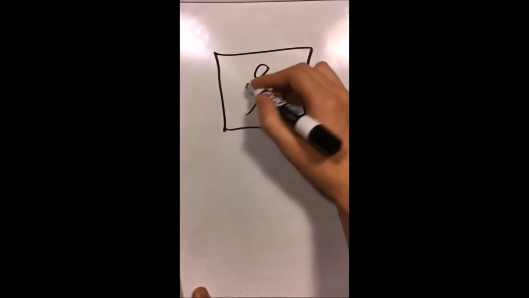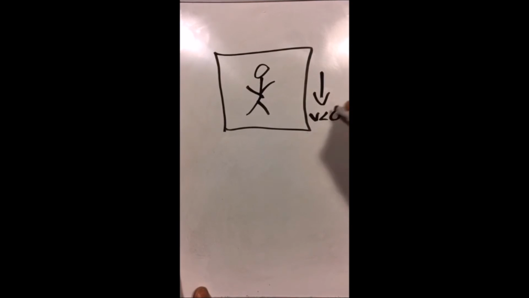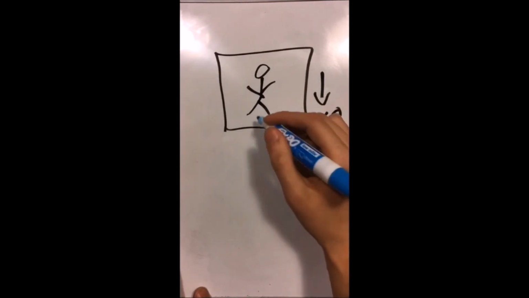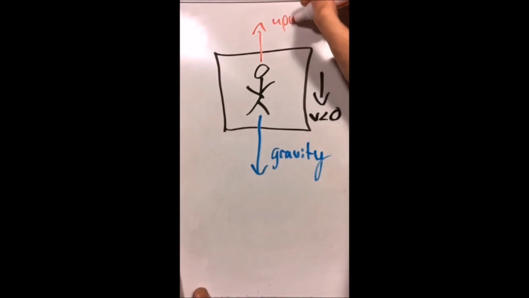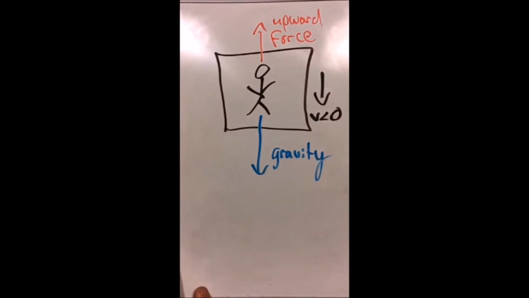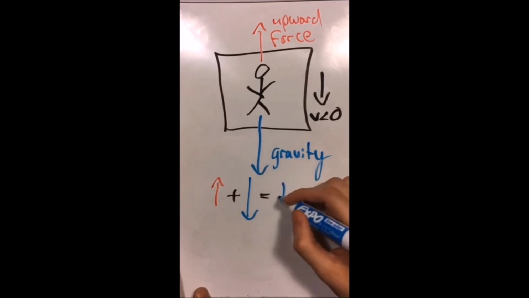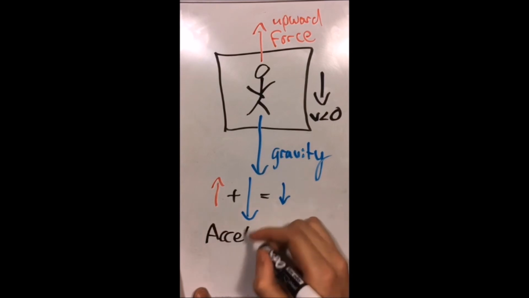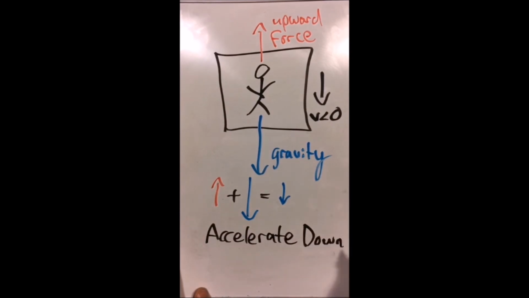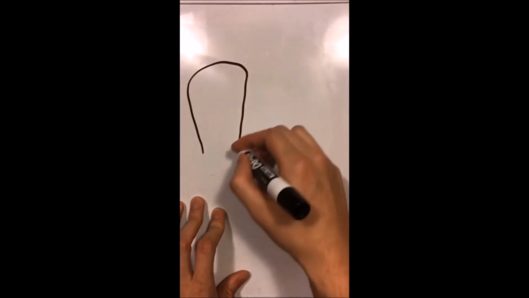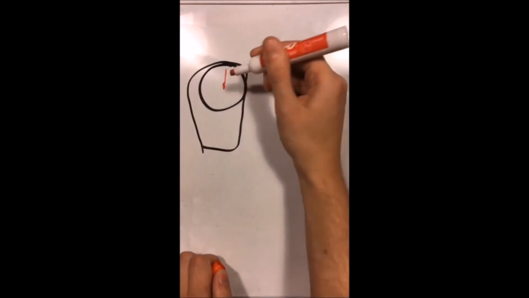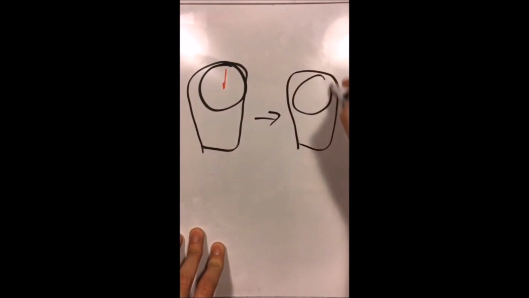Now, if we were in the same elevator moving down, that is, your velocity is less than 0, then we still have gravity acting down, and we have a smaller upward force. These two forces add to give a net force down, causing you to accelerate down. Because the upward force is smaller, we feel lighter. If you were to stand on a scale in this elevator, you could watch as the needle would begin to fall.